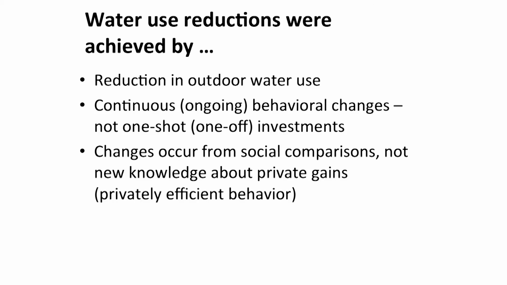The research team also addressed the question, how were water use reductions achieved? The research team found that water use reductions were achieved in two main ways. First, by reduction in outdoor water use, and second, by continuous behavioral changes, not one-shot or one-off investments like buying a more water-efficient appliance. The research team concluded that changes in water use occurred from social comparisons, not from knowledge about how the household could benefit personally.